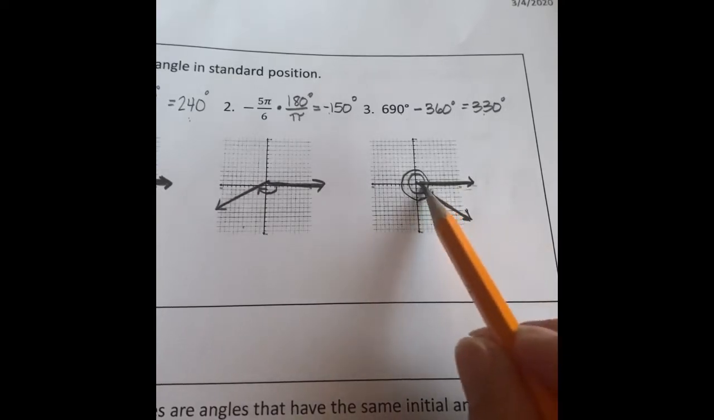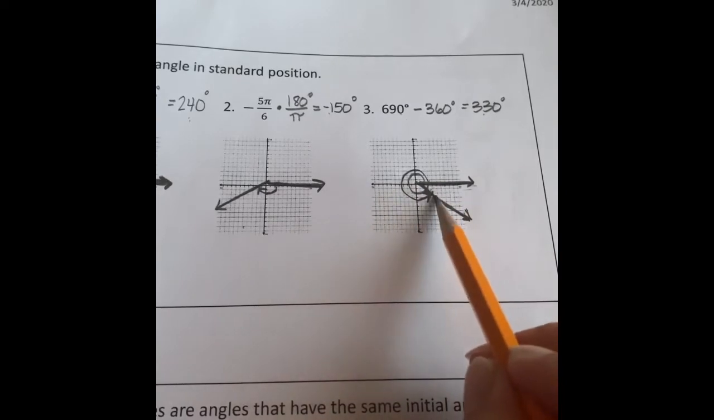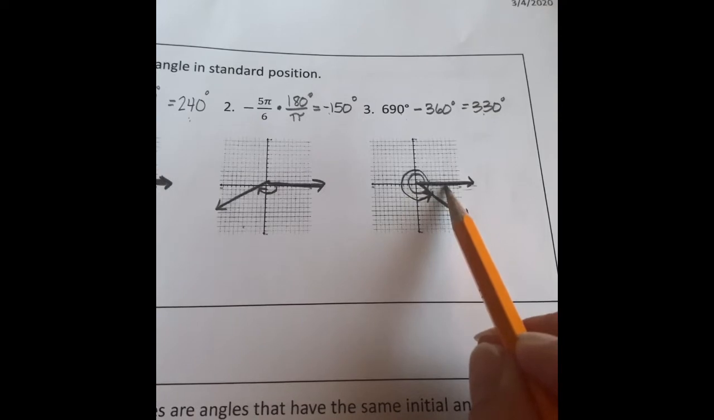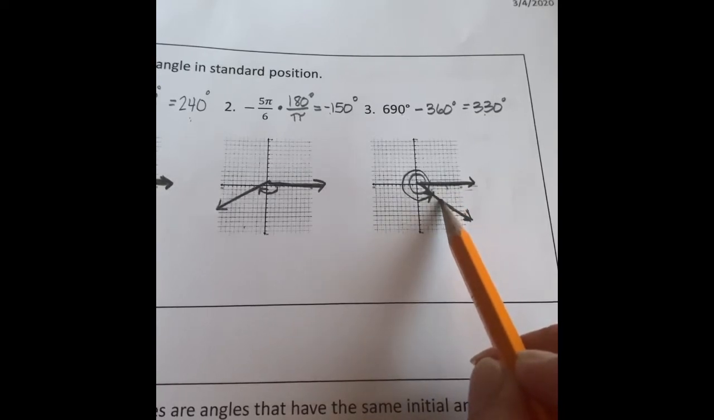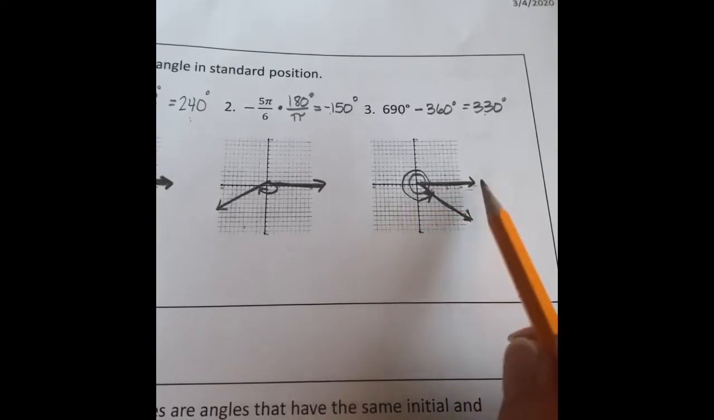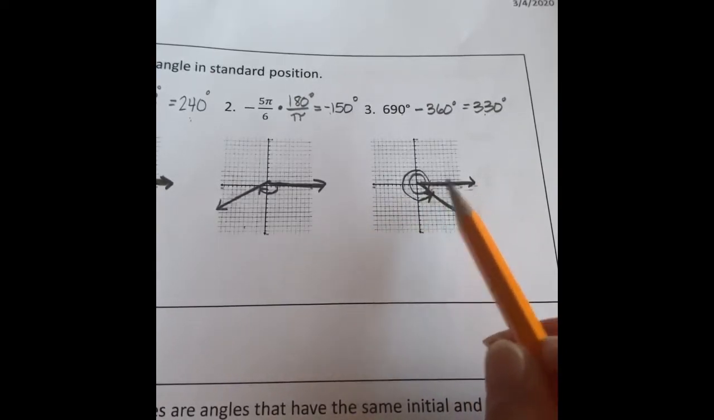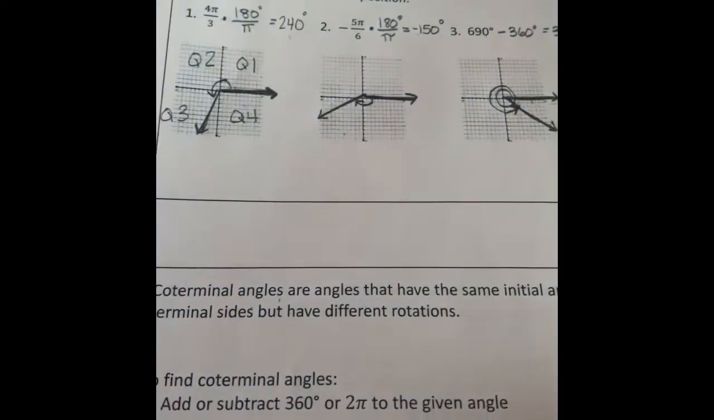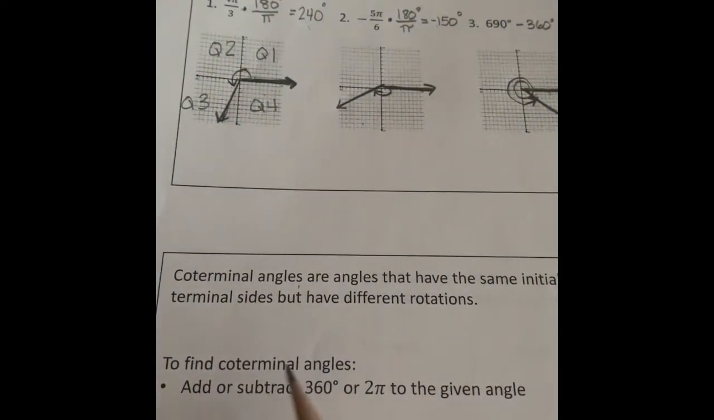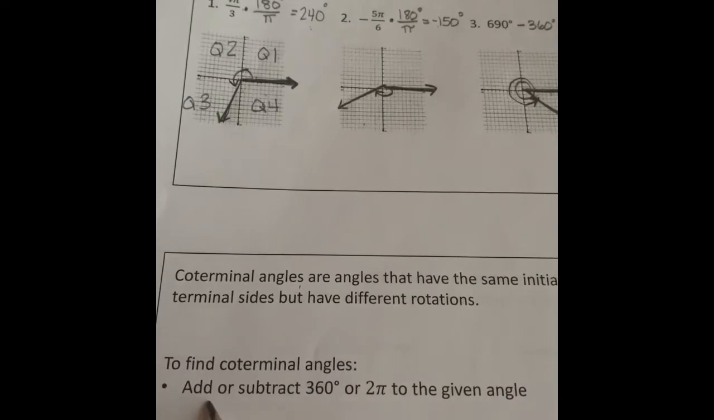given were the initial and the terminal side, someone could call that just a 330 degree angle without knowing this rotation. Someone could call this a negative 30 degree angle, because if they start here and they travel clockwise, they're traveling a negative, and in this case 30 degrees, but they look exactly the same. The initial and the terminal sides are exactly the same, but their rotations are just different. So all you have to do to find a coterminal angle is to either add 360 or subtract 360.